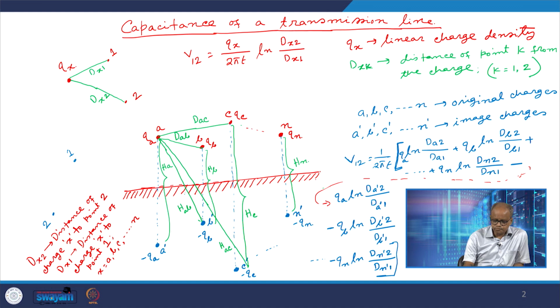Now obviously if this is HAB, then from the very simple geometry, from B to A dash would also be equal to HAB, right, because these 2 points are nothing but the exact reflection of the original charges A and B. So with these notations, let us write down this notation.